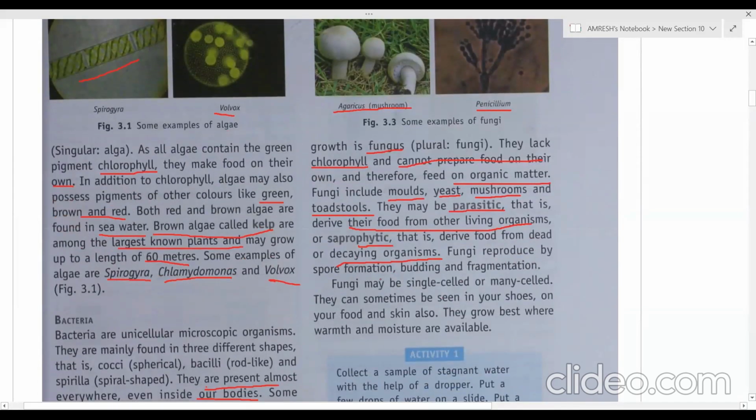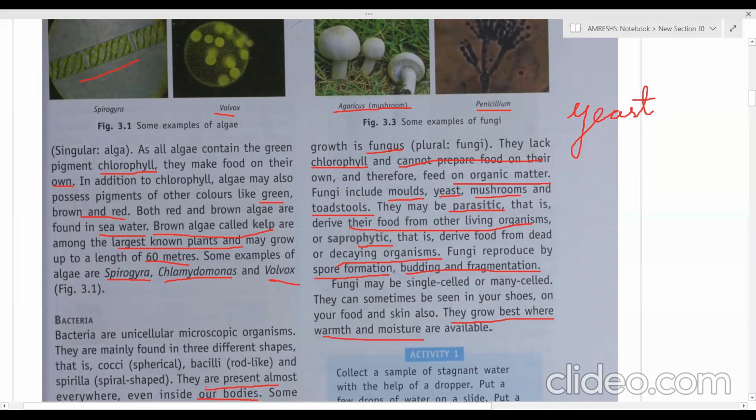So how do they reproduce? Fungi reproduce by spore formation, budding, and fragmentation. This one you have to remember in detail. You will read it in class 8. Three points: spore formation, budding, and fragmentation. Fungi you will find unicellular and multicellular. Yeast is a unicellular fungus, you have to remember, and mushroom and penicillium are all multicellular fungi.